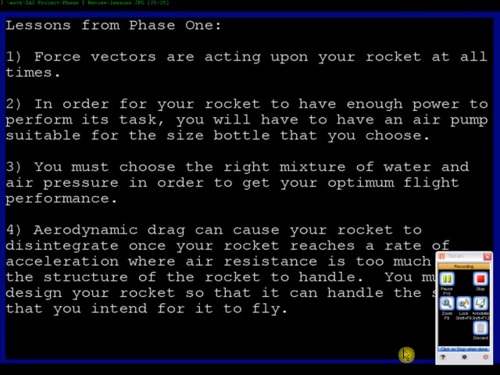Number 4. Aerodynamic drag can cause your rocket to disintegrate once your rocket reaches a rate of acceleration where the air resistance is too much for the structure of the rocket to handle. You must design your rocket so that it can handle the speed that you intend for it.